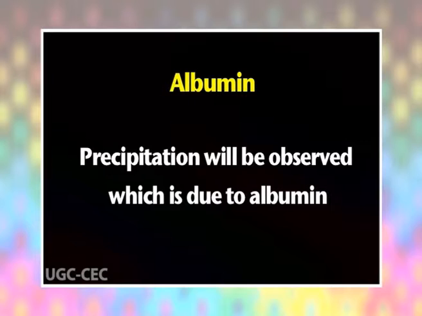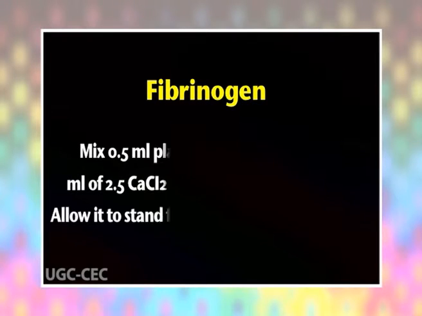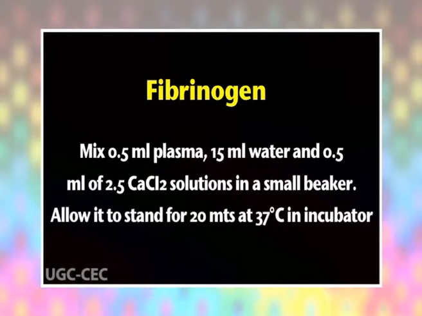Precipitation will be observed, which is due to albumin. Next, we'll discuss fibrinogen. Mix 0.5 milliliters of plasma, 15 ml water and 0.5 ml of 2.5 calcium chloride solutions in a small beaker. Allow it to stand for 20 minutes at 37 degrees Celsius in the incubator.